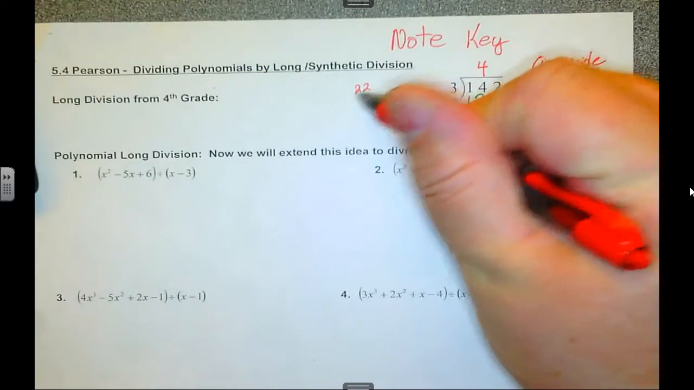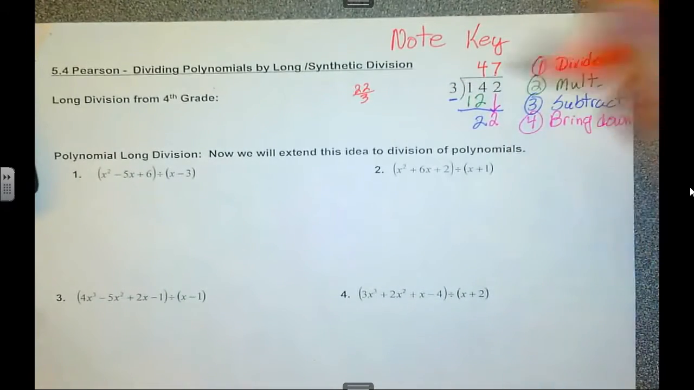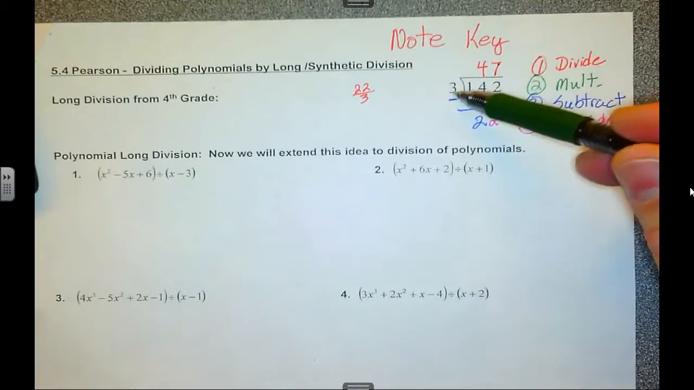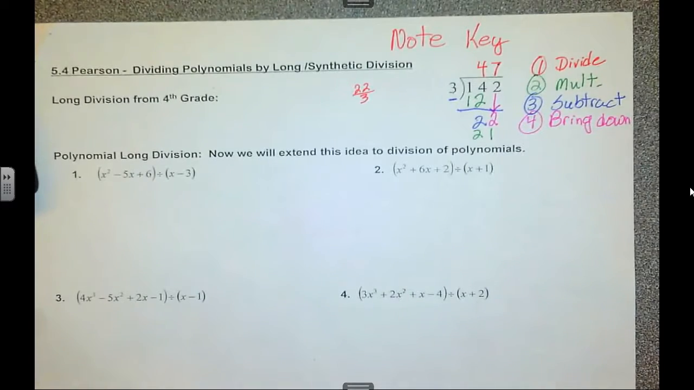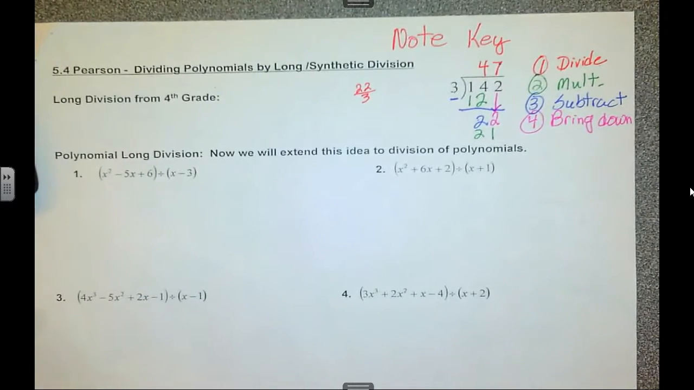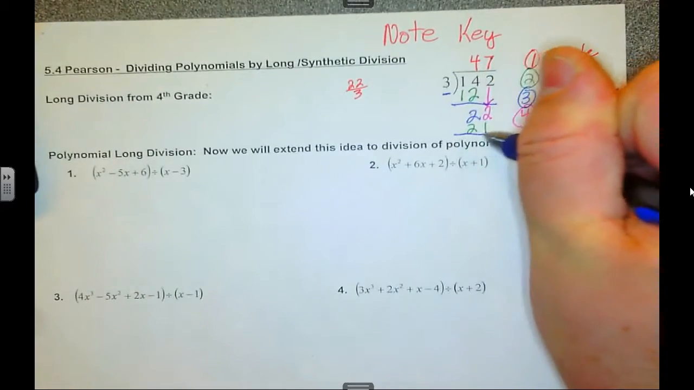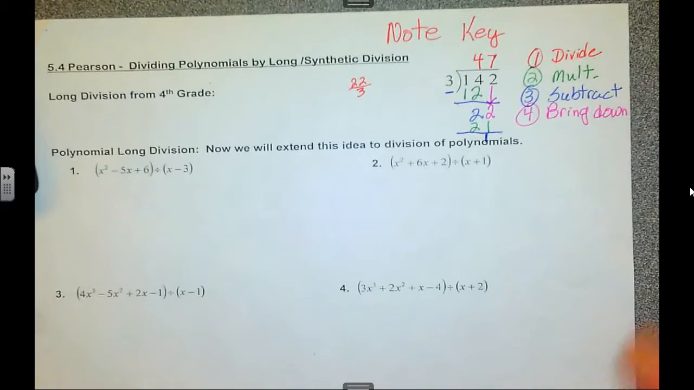22 divided by 3, 7. Multiply, 7 times 3 is 21. Subtract. And I got 1. Back in 4th grade, what do you call that 1? Remainder.